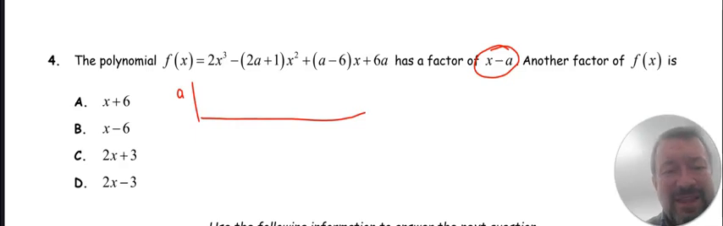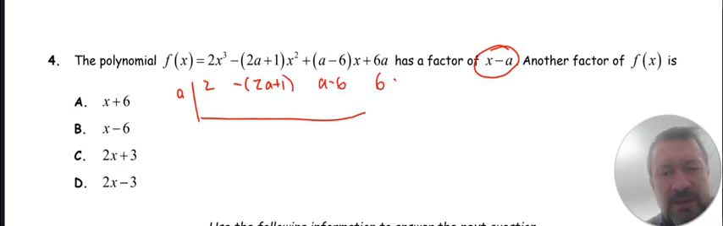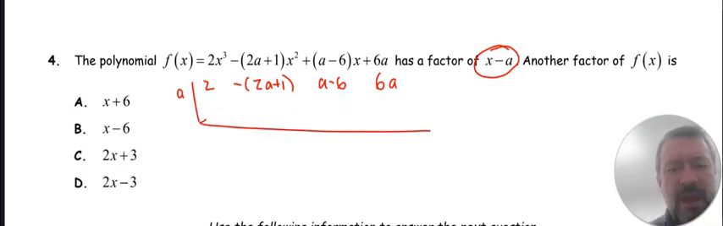Now, that's going to give me this right here. This will be 2, negative (2a plus 1), a minus 6, and 6a. These are my coefficients. And it is a little awkward to have this little bit of algebra in there. But watch what happens here. It actually works out pretty well.